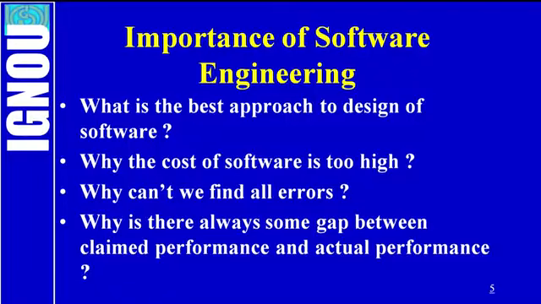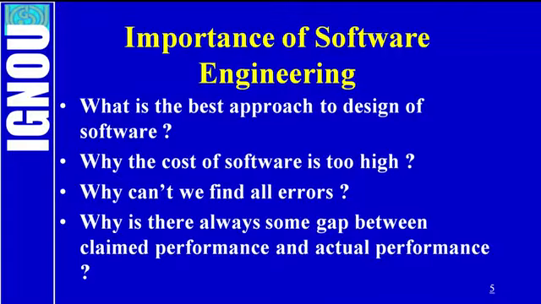So what is the best approach to the design of the software? That is one question. Why is the cost of software too high? Okay, for optimal cost, you use the software engineering principles. Why can't we find all the errors? This is a question which does not have an answer till date, because an error occurs when it occurs. That's it.